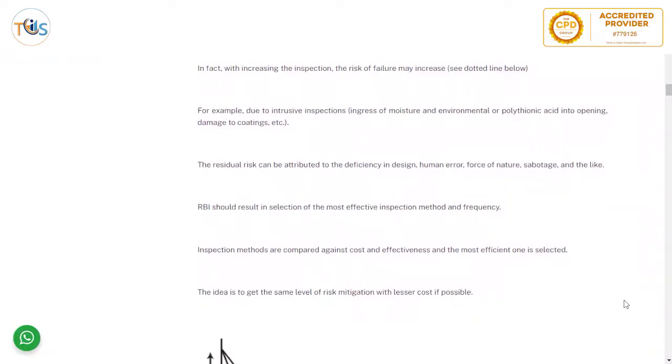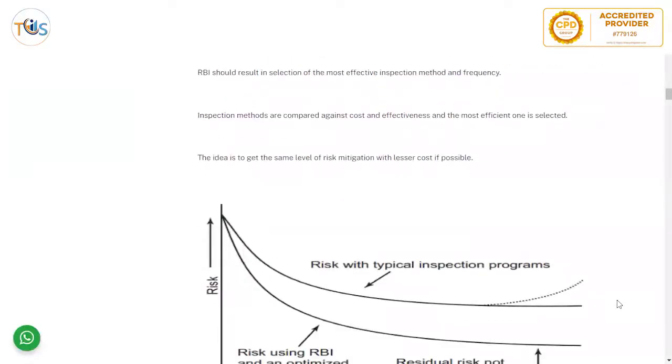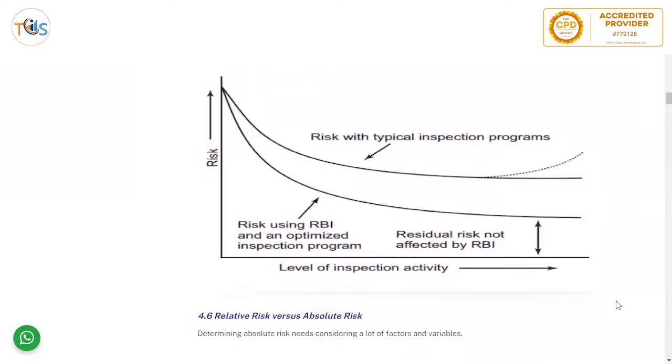The residual risk can be attributed to deficiency in design, human error, force of nature, sabotage, and the like. RBI should result in selection of the most effective inspection method and frequency. Inspection methods are compared against cost and effectiveness, and the most efficient one is selected. So cost is not a factor here; the most efficient one is selected regardless of the cost. The idea is to get the same level of risk mitigation with lesser cost if possible.